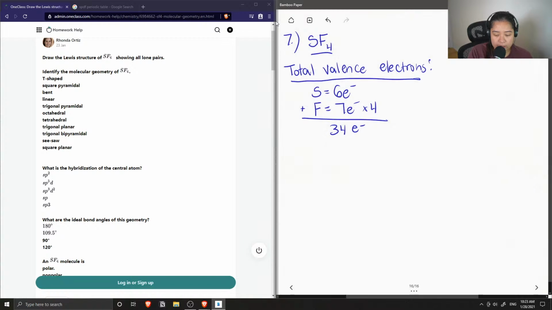So now let's try to sketch out the skeletal structure of SF4. So sulfur will be our central atom, since it is the least electronegative. And then I'm just going to draw 4 single bonds to the fluorines. And I'll also draw in all of their lone pairs.